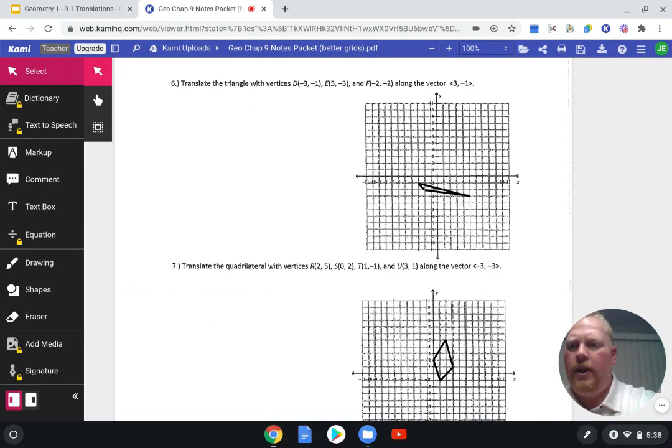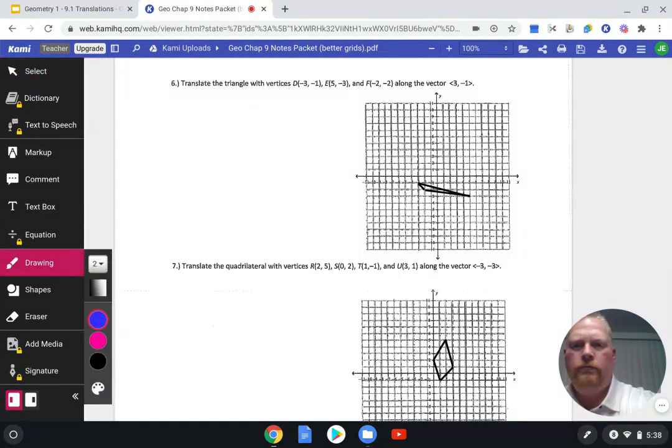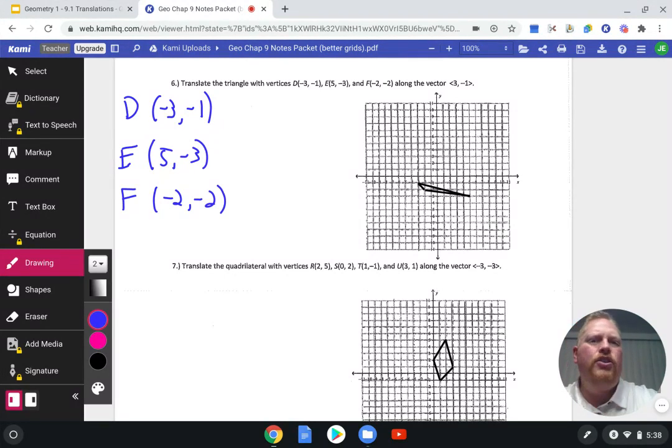So let me go ahead and write this out here. So if point D is -3, -1, point E is 5, -3, and point F is -2, -2. And it wants us to shift it along the vector 3, -1. So what that means is I'm going to add 3 to every x coordinate and subtract 1 from every y coordinate.